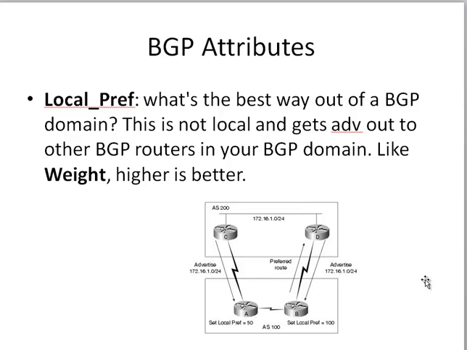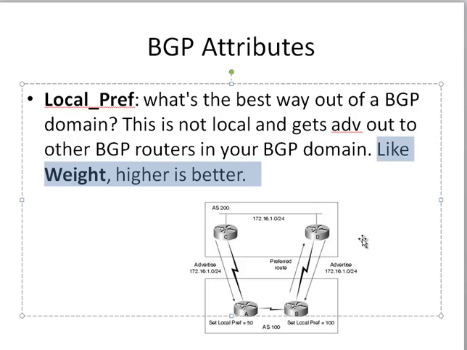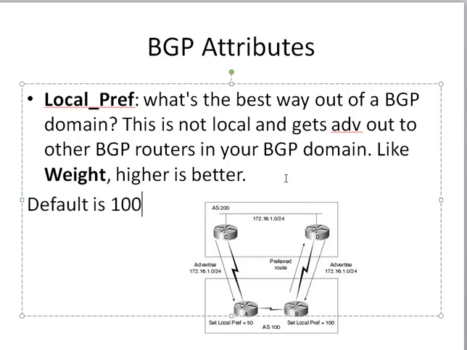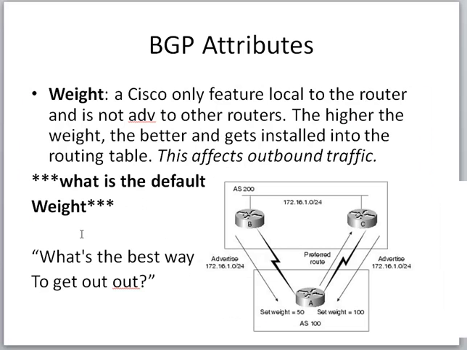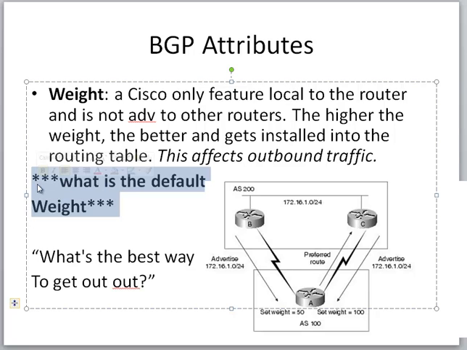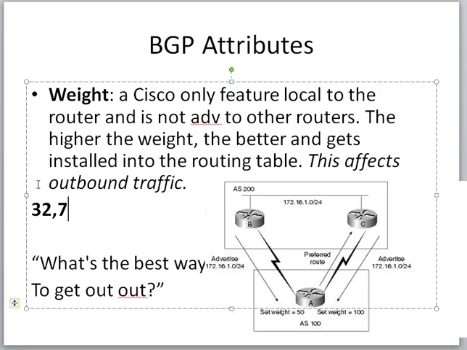But as I mentioned, I've never really seen weight being used. Mostly it's been local preference. Local preference is similar to weight. Like weight, the higher is better. So as Monica pointed out, 100 is the default. That may be good to know, maybe for the exam or in the real world. And this we figured out was 32,768, I think it was.